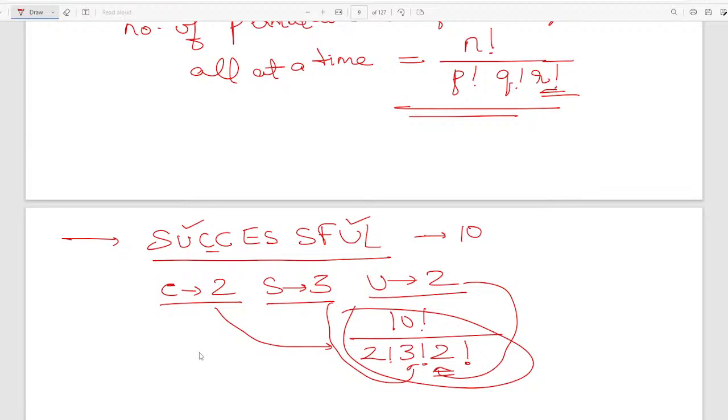This arrangement is also called an anagram. Anagram is nothing but rearrangement of letters in a word. So if they ask you what are the number of anagrams that can be formed, it is the same thing, the arrangement of the alphabets of a word.